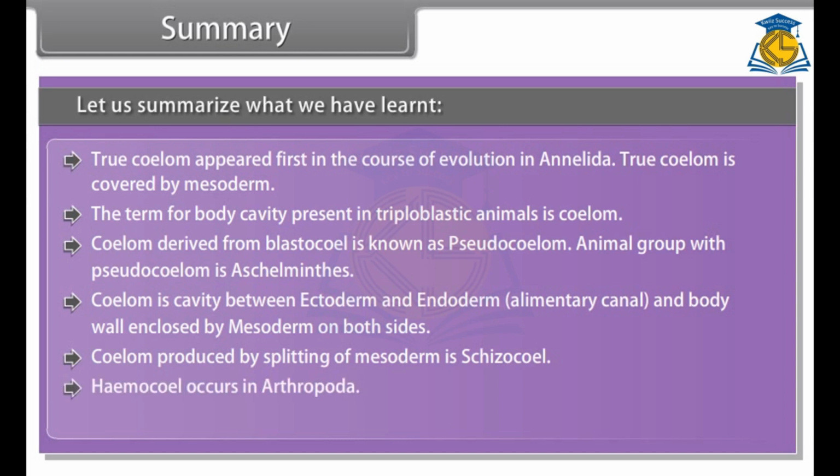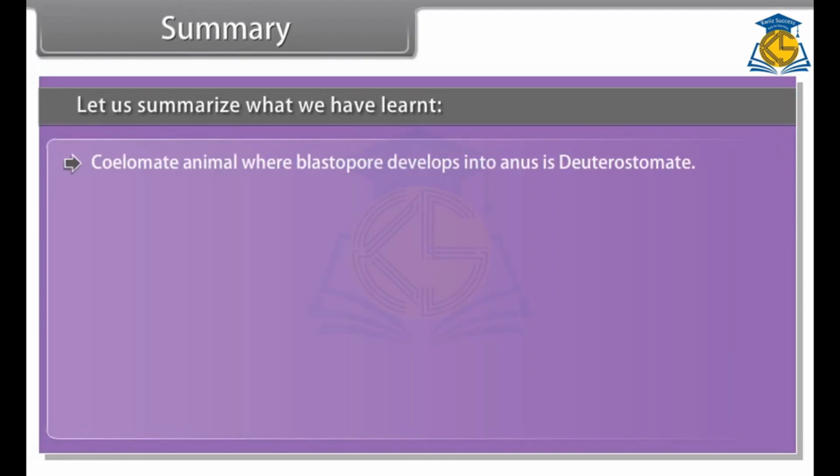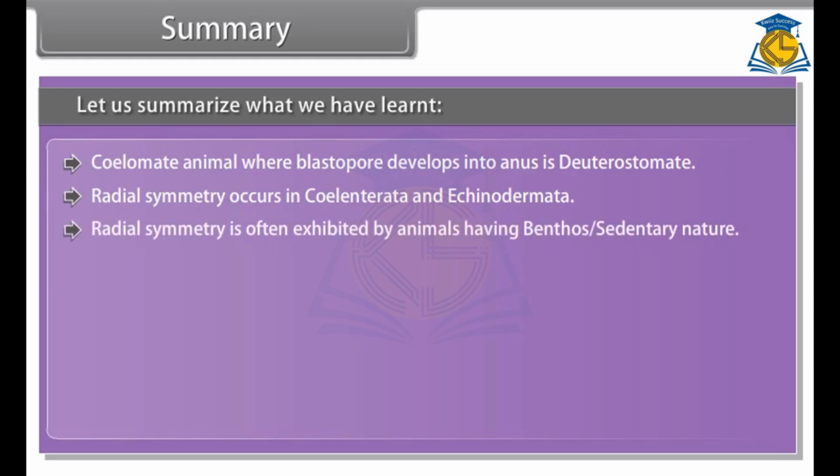Hemocoel occurs in Arthropoda. An enterocoelomate invertebrate group is Echinodermata. Coelomate animal where blastopore develops into anus is Deuterostomate. Radial symmetry occurs in Coelenterata and Echinodermata. Radial symmetry is often exhibited by animals having benthos or sedentary nature. Metamerism is characteristic of Annelida.